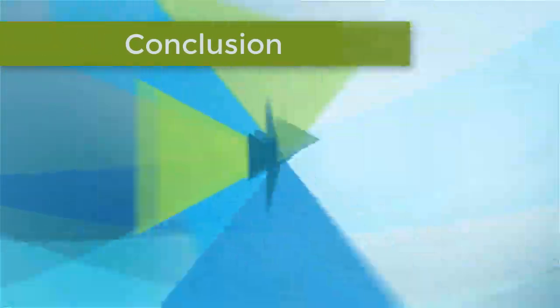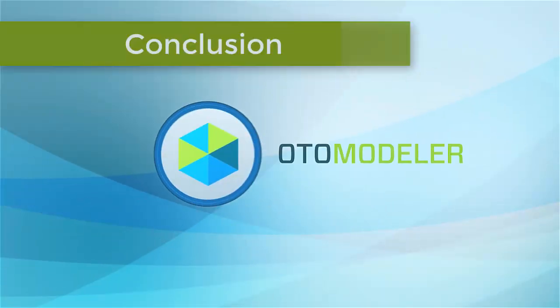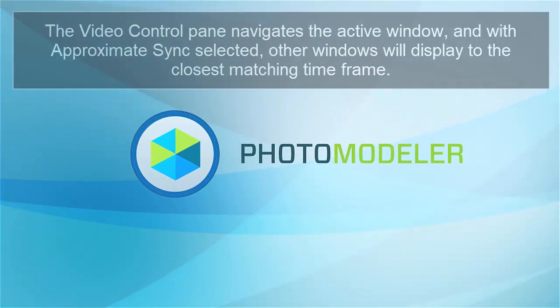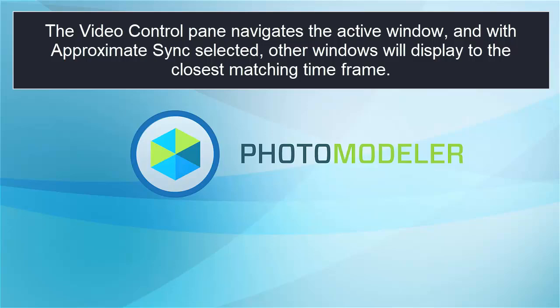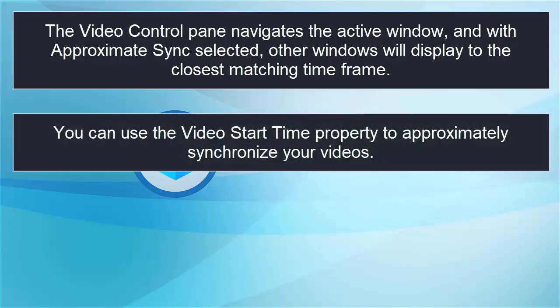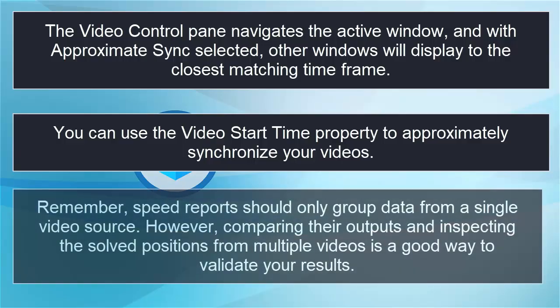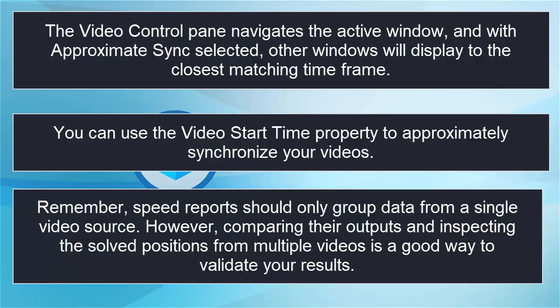In conclusion, PhotoModeler projects can incorporate multiple video files. The video control pane navigates the active window, and with approximate sync selected, other windows will display to the closest matching time frame. You can use the video start time property to approximately synchronize your videos. Remember, speed reports should only group data from a single video source. However, comparing their outputs and inspecting the solved positions from multiple videos is a good way to validate your results.